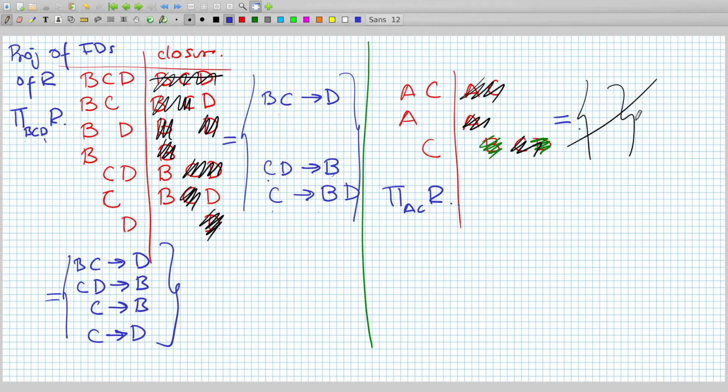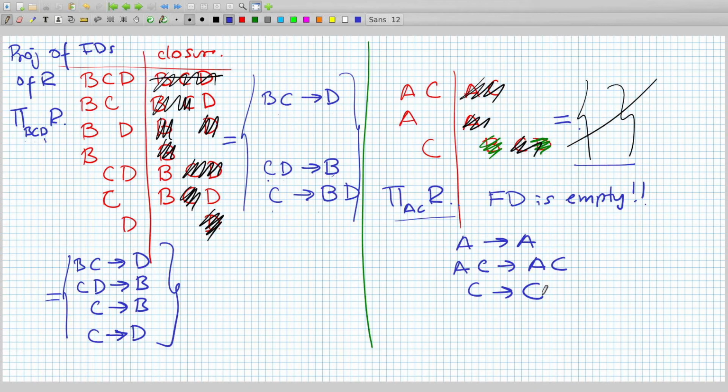And the right-hand side is interesting because once I compute the projection of the set of functional dependencies, I end up with an empty set. So this set of FDs is empty. Notice that doesn't mean that there's not a functional dependency. It means that we can still have trivial functional dependencies, AC implies AC, C implies C, but they don't really give us any knowledge.